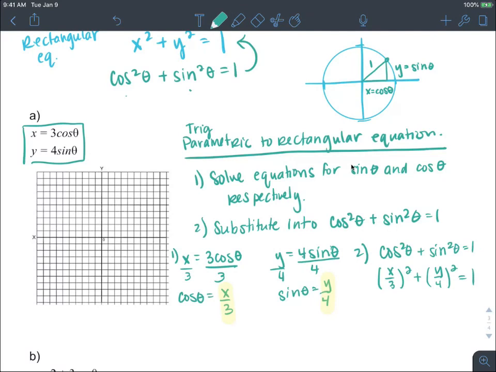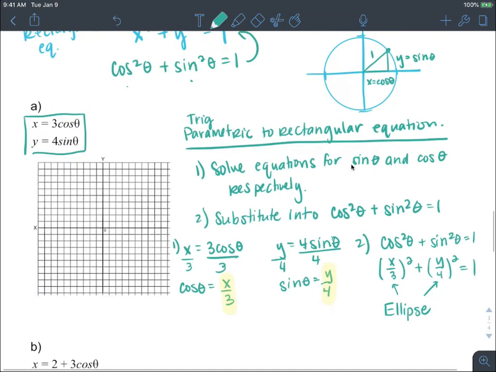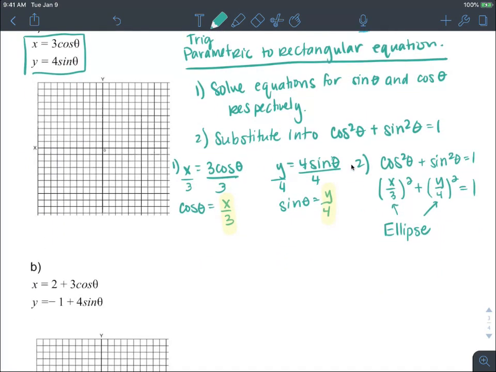You guys don't know what kind of shape this is, I don't think, but it kind of looks like a circle and the stretch values are different. So this is an ellipse. We're going to study those after matrices, okay? So you don't have to graph those. No graphy, okay?